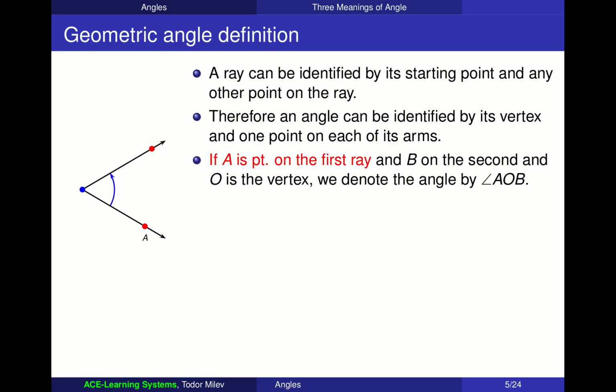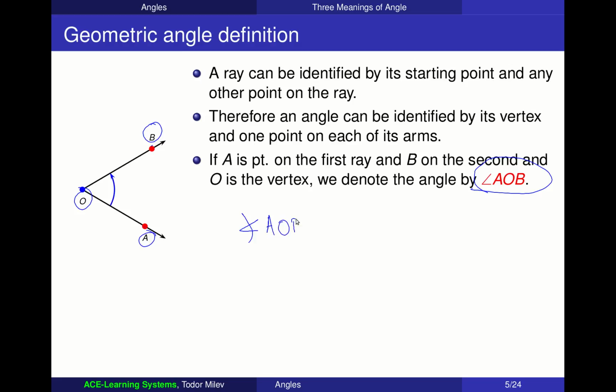So if A is the point on the first arm, different from the vertex, and B is a point on the second arm, different from the vertex, then we denote the resulting angle like this: angle AOB. When handwriting angles, sometimes people put an arc.